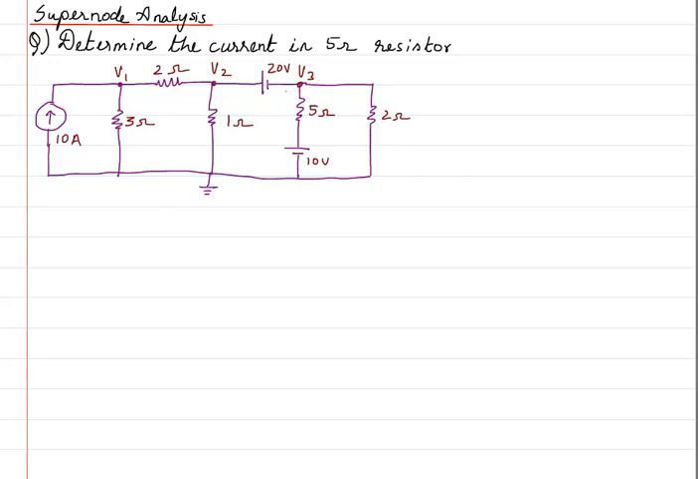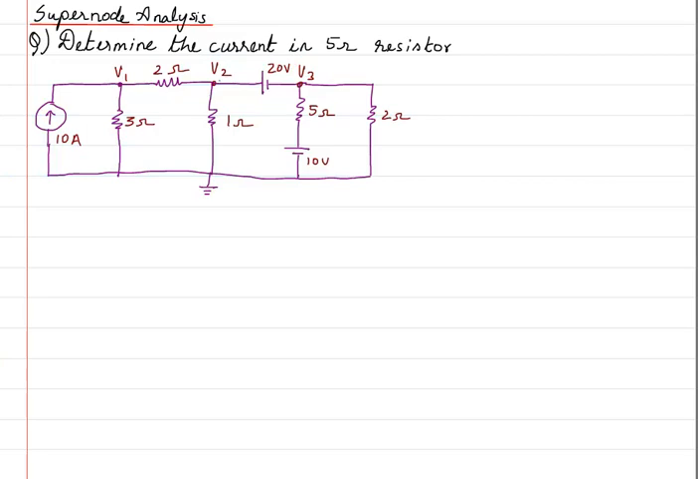In previous cases we had situations like this, wherein one of the nodes was a reference node. So in that situation we did not use any supernode analysis. But now we have to use the supernode analysis because here we have a voltage source between two nodes, two node voltages which are unknown.